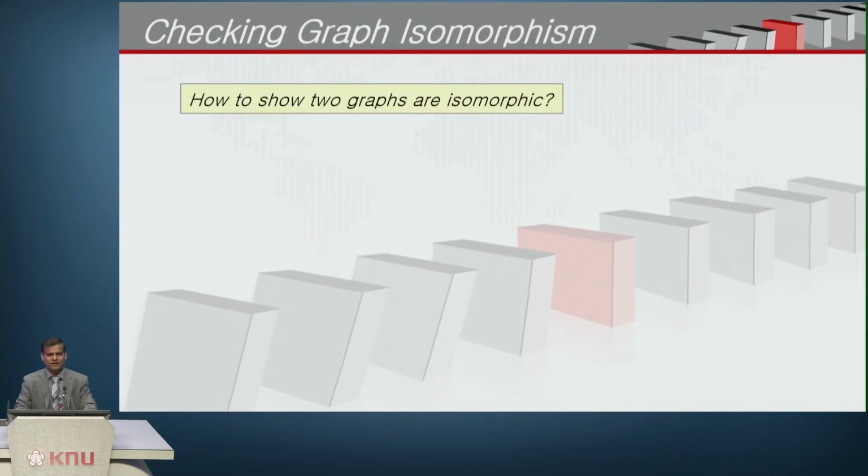So checking whether a graph is isomorphic, the question is how to show two graphs are isomorphic. Well, now you know some points, like there should be an equal number of edges and an equal number of vertices. Thereafter you also talk about the degree sequence should be the same. And what else? Let's consider a few points.